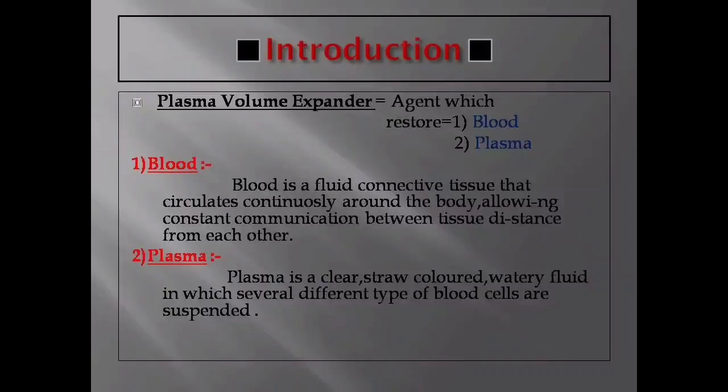Blood is a fluid connective tissue that circulates continuously around the body, allowing constant communication between tissues distant from each other. Plasma is a clear, straw-colored watery fluid in which several different types of blood cells are suspended.